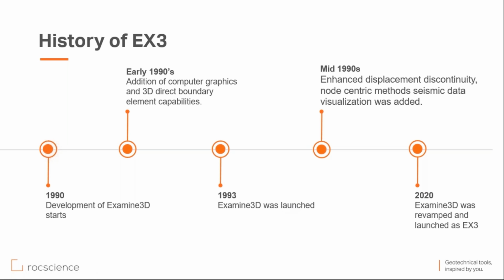Back then, it was a very advanced software. You could import geometries, discretize them in the software, and even rotate them, which was very novel back then. Between 93 and 99, the company did a lot of research and development in boundary element methods, such as enhanced displacement discontinuities and the node-centric method. But due to the limitations of the hardware back then, the company stopped updating the product. So the last update of Examine3D was in 1999.